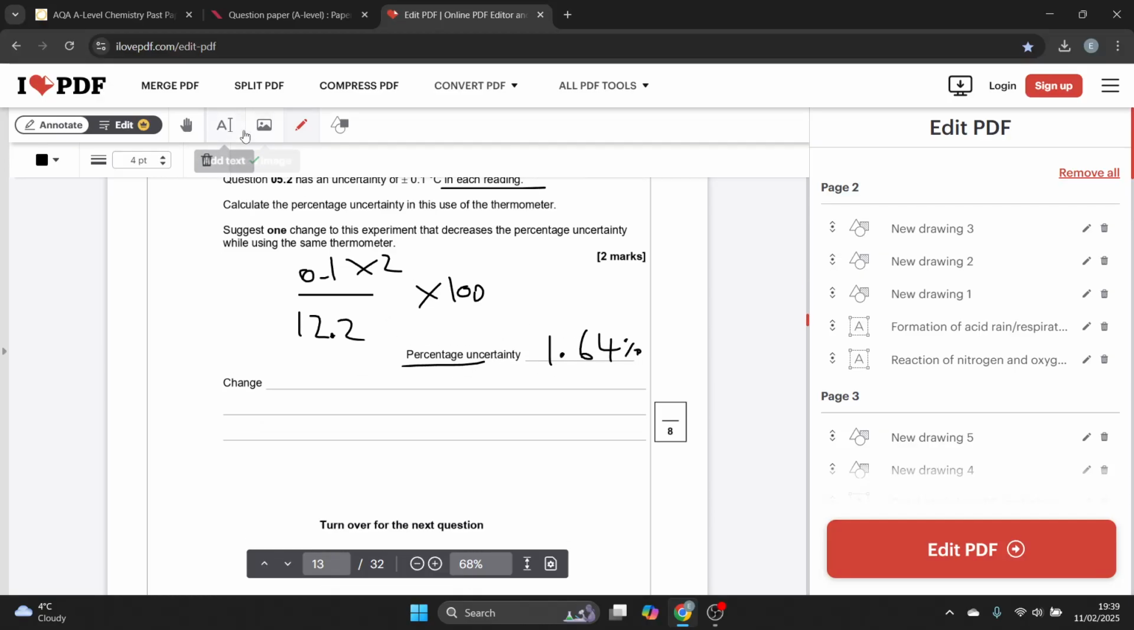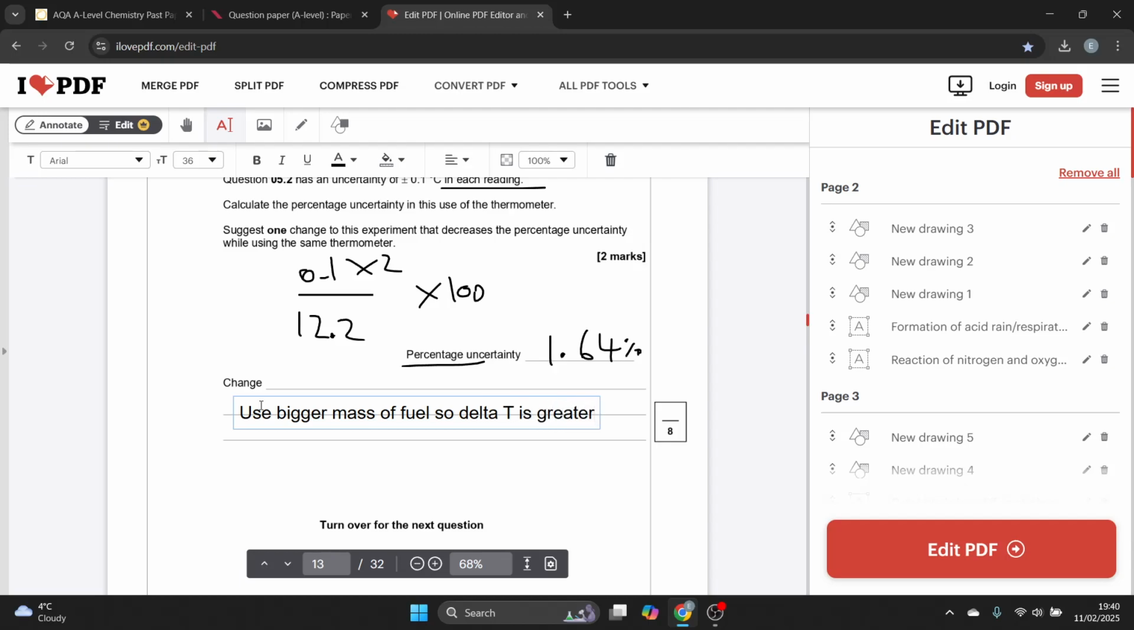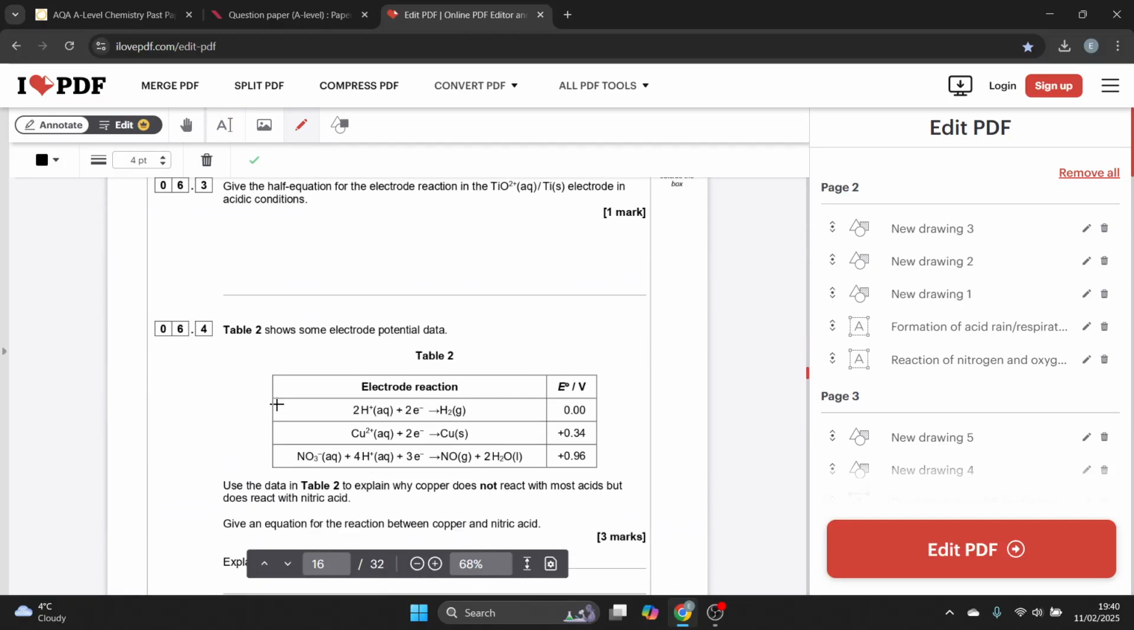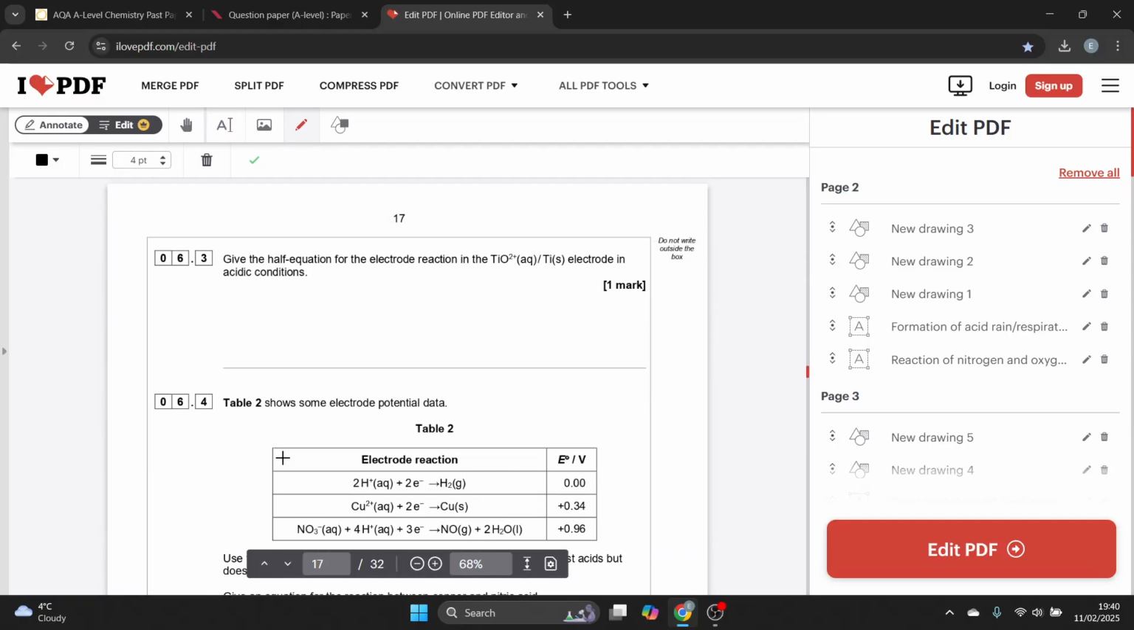Then it says, suggest one change to the experiment that decreases percentage uncertainty whilst using the same thermometer. Use bigger mass of fuel so delta T is greater. Yeah, use bigger mass of fuel. That should be fine. And then let me try question 6.3, because I definitely can't do the rest of them.